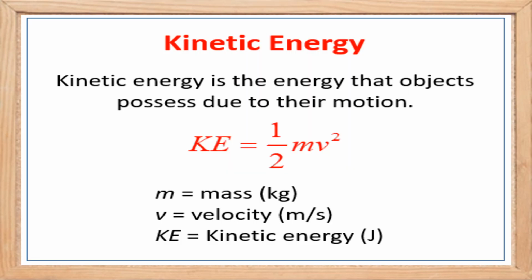In order for you to calculate how much energy an object has, you can use this formula, which is expressed as KE equals 1/2 mv squared. Your KE here is your kinetic energy, your m is your mass, and your v is your velocity. Please take note of the units. For kinetic energy, we will use joules as its unit. For mass, we will use kilograms, and for velocity, we are going to use meters per second.